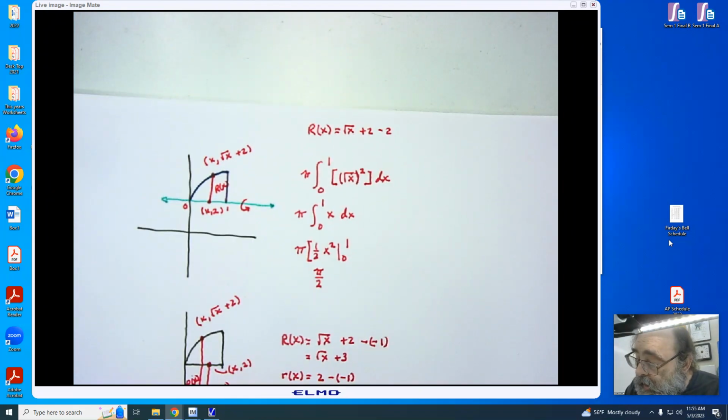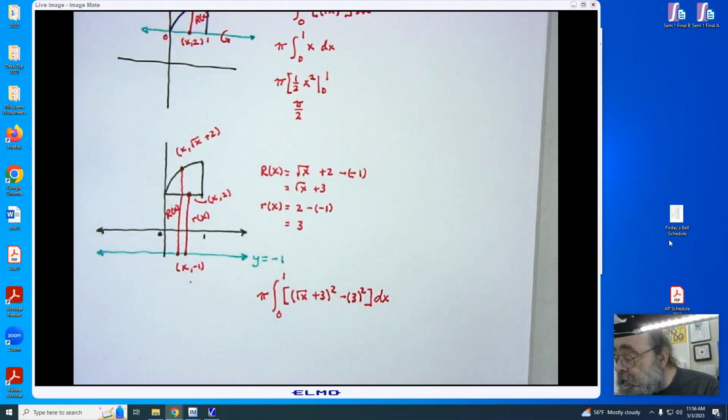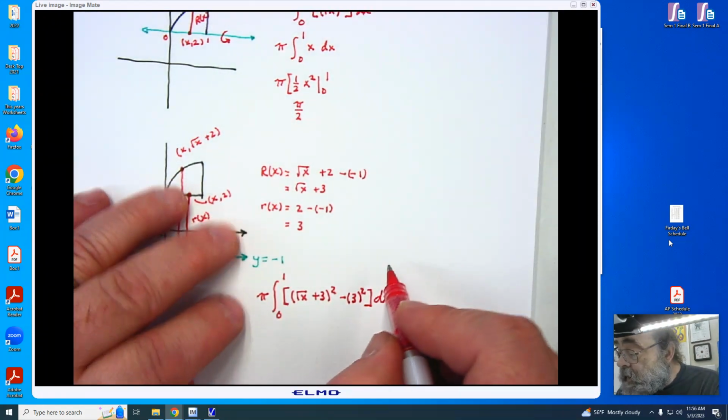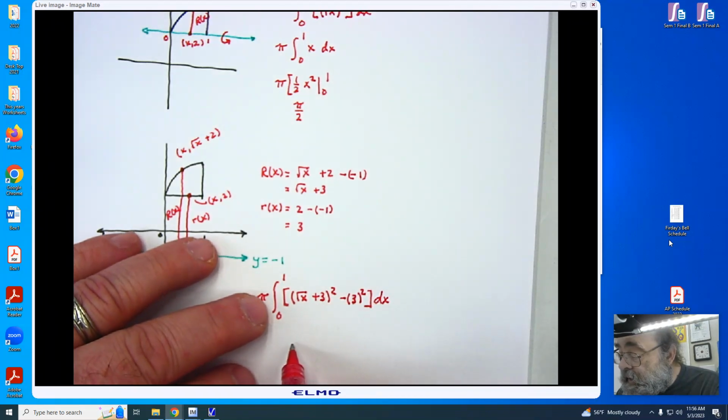Putting it into the formula, pi integration from 0 to 1, big R minus little r dx. And this is now the formula we're working with. We would FOIL it out, so we can clearly see we're going to have a 9 and a minus 9 canceling, leaving us with x plus, and we have 6 root x.